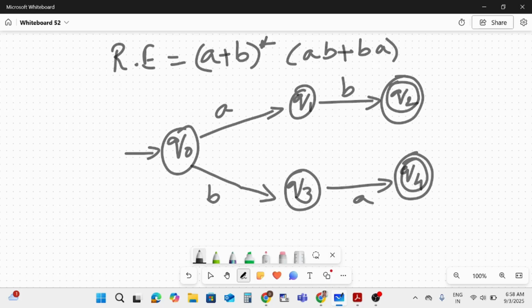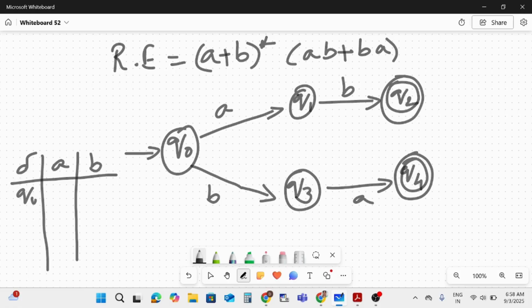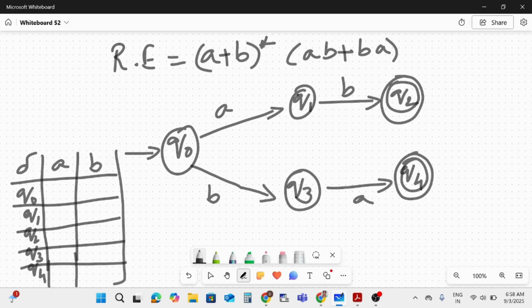Now let us try to make it deterministic. In order to make it deterministic, we need to draw the transitions. The third condition in the problem statement says that it should have exactly one transition for a given input. So let us make it deterministic. We have an input a and an input b. The total number of states is q0, q1, q2, q3 and q4. So we have totally 5 states. Remember, since the initial state is the common state, we require 5 states.